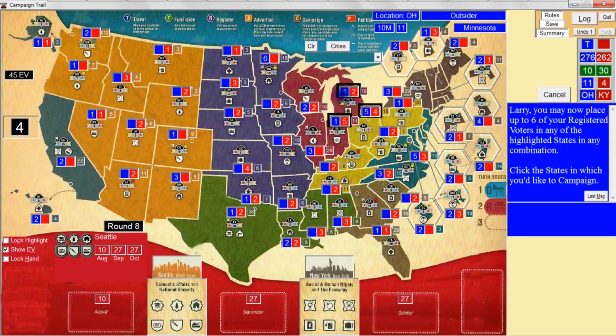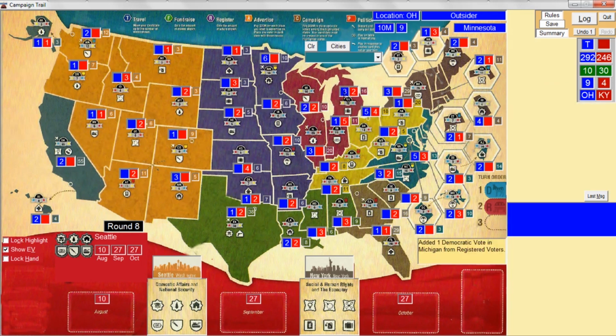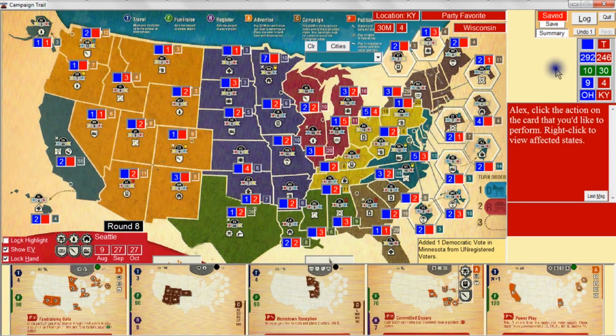And I'm going to grab the lead. I'm going to grab Michigan as well and put my 2 remaining voters there to grab its 16 electoral votes. 292 to 246 as it currently stands. Alex.